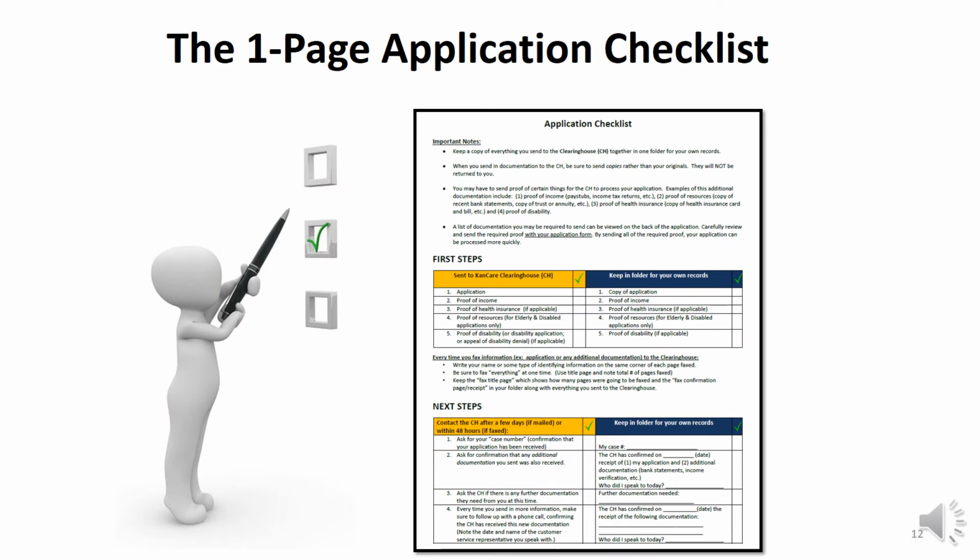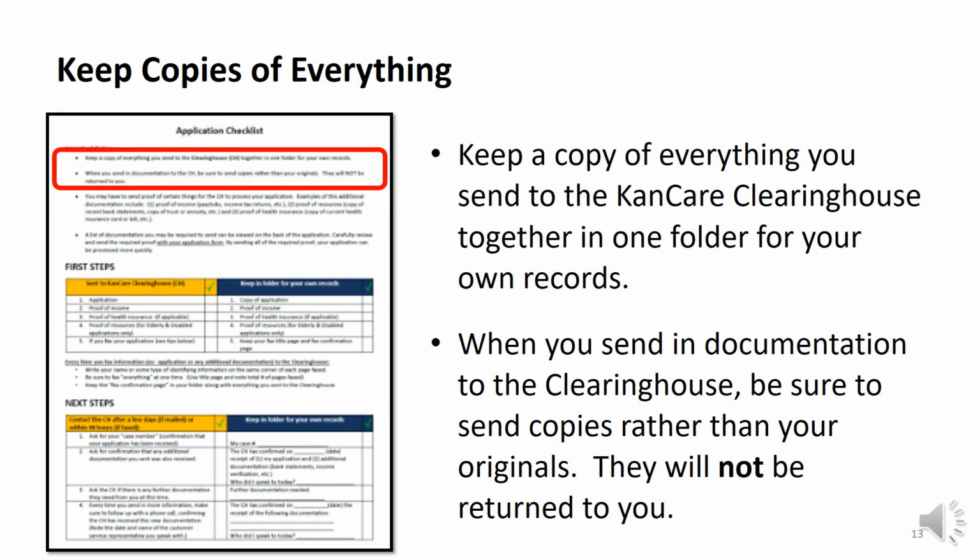Page 1 of the application checklist. We're going to go through this from top to bottom, just like our volunteers at the KanCare Ombudsman Office go through it with the applicants. At the top of the application checklist, we remind the applicant to keep copies of everything they send to the clearinghouse together in one folder for their own records. When you send in documentation to the clearinghouse, you always want to be sure and send copies, not the originals. The originals will not be returned to you.